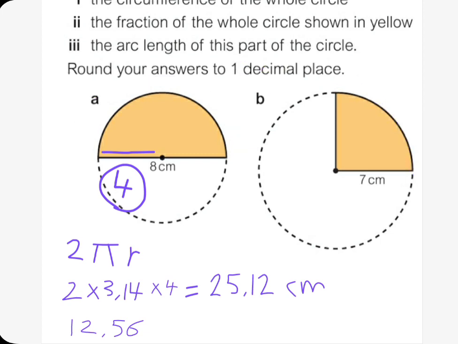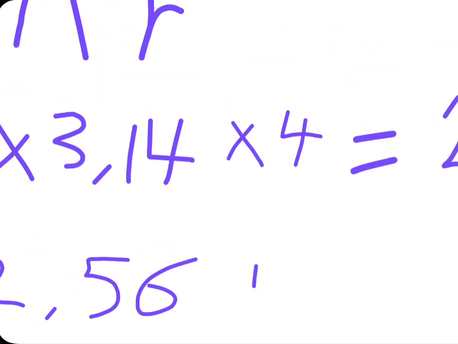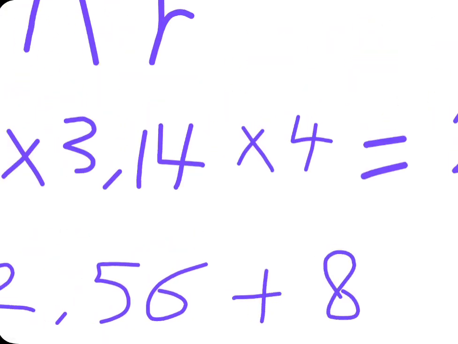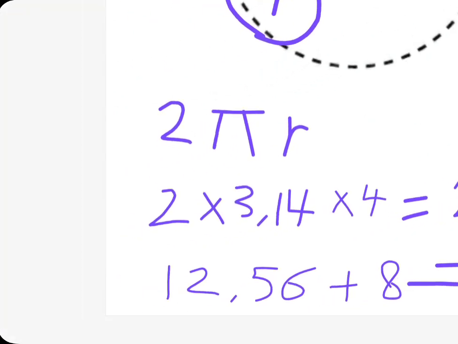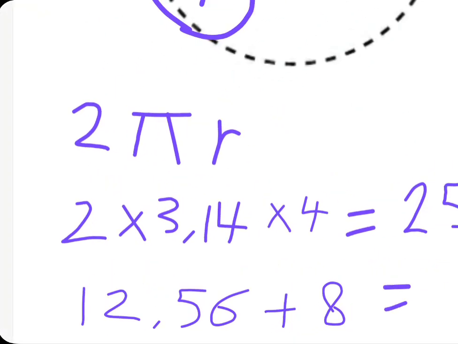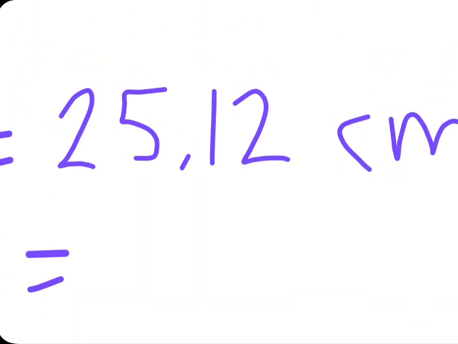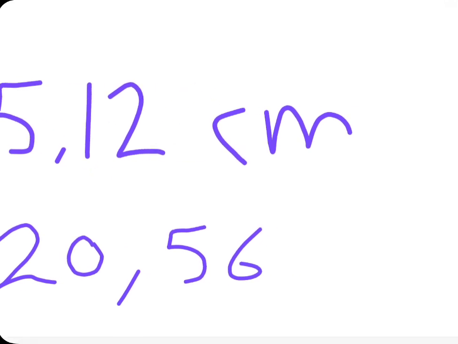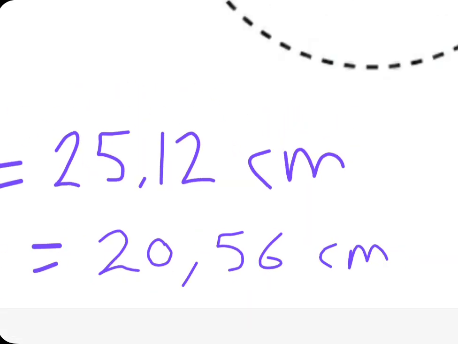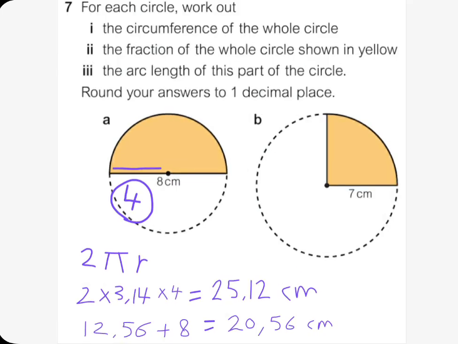Now, after dividing on 2, we add the diameter, which is this one. 8 centimeters to this part. So we add 8, and it will equal 20.56 centimeters. Now this part, 20.56, is what? Very good. It's the perimeter of half a circle, A.